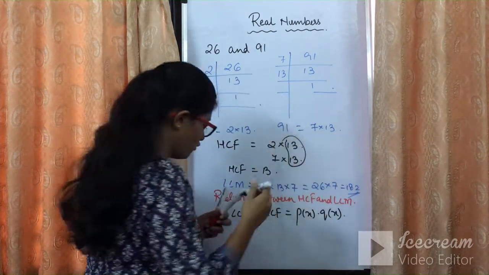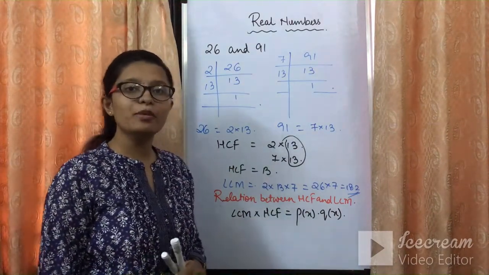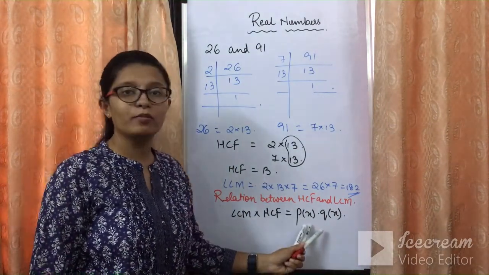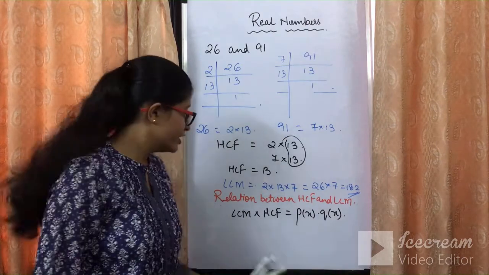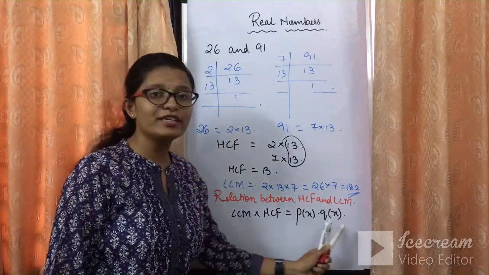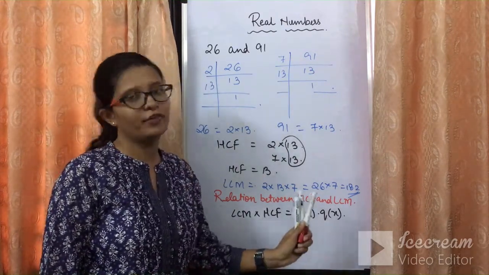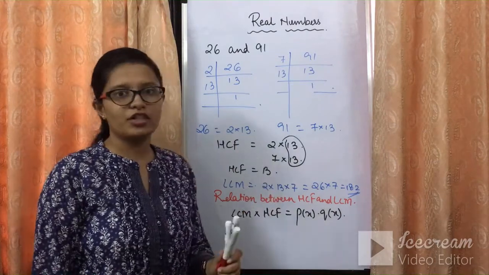What are P of x and Q of x? These are two numbers. As we proceed further with the word problems, you will know what we mean by P of x and Q of x. So the relation between HCF and LCM is LCM into HCF is equal to P of x into Q of x. This is the formula which you need to keep in mind while solving the word problems. So let's have a look at the word problems.